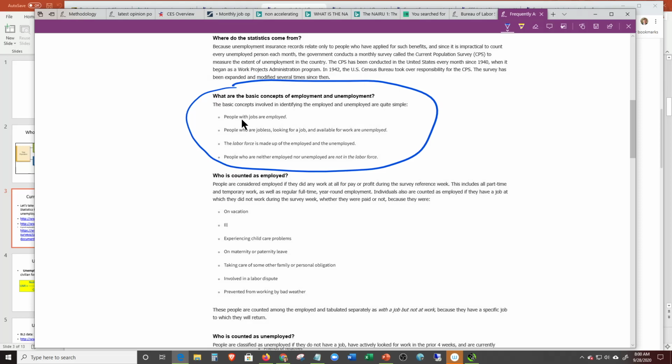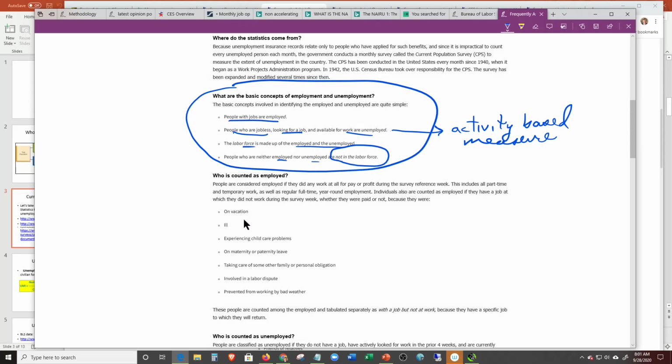So people who are unemployed, that's who are counted as employed, people who are jobless but looking for a job. So this is very important. The United States Survey of Unemployment is an activity-based measure. In other words, you have to be actively looking for work to be counted as unemployed. And the labor force is made up of the employed and unemployed, which we've seen, and people who are neither employed nor unemployed are not in the labor force.